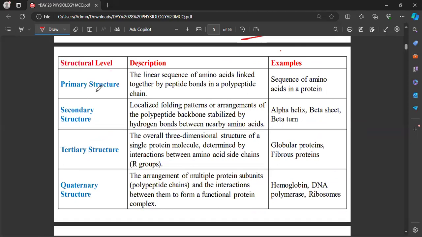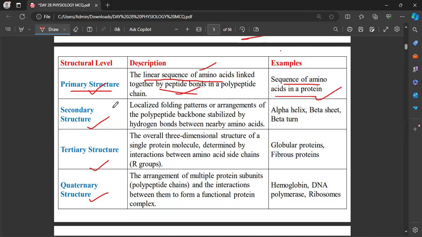We have different structures of a protein: primary structure, secondary structure, tertiary structure, and quaternary structure. You should know the primary structure is the linear sequence of amino acids. There will be no branches seen in the primary structure of a protein. It is just a sequence of amino acids, linked through peptide bonds in a polypeptide chain. This will be the sequence of amino acids in a protein.